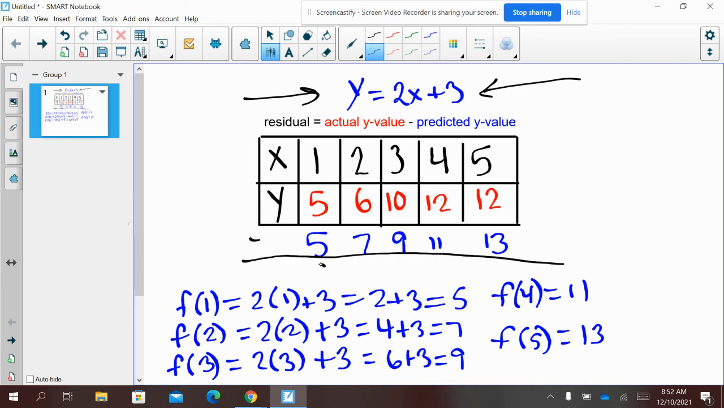So 5 minus 5, that's 0. 6 minus 7, that's negative 1. 10 minus 9, that's 1. 12 minus 11, that's 1. 12 minus 13, that's negative 1. So these here are the values I would put in as my residuals when x equals 1, 2, 3, 4, and 5.